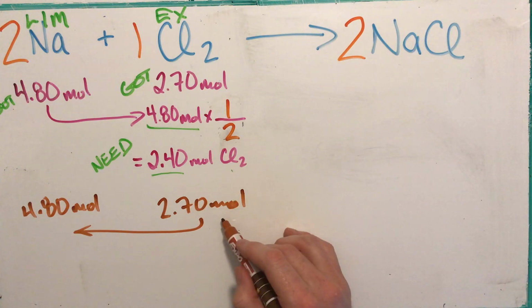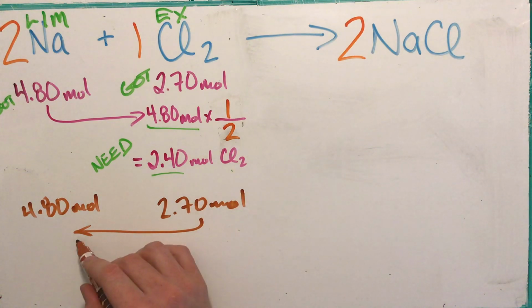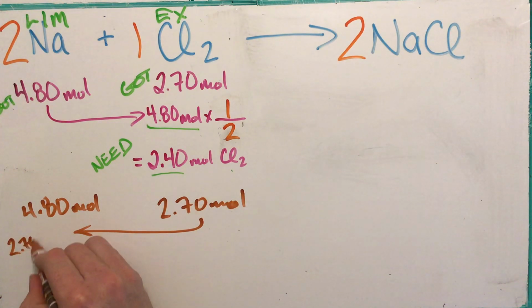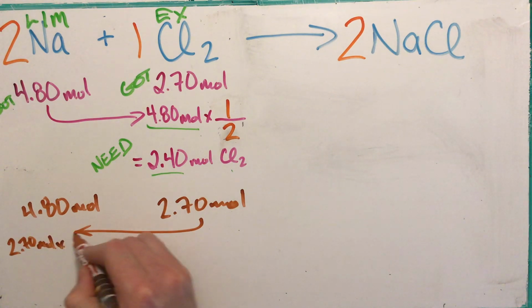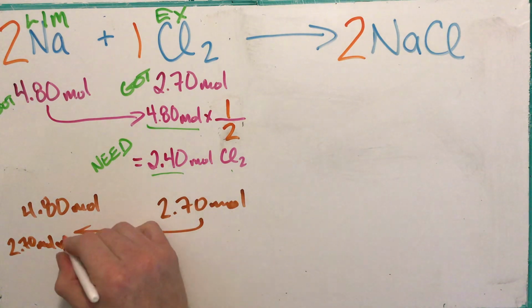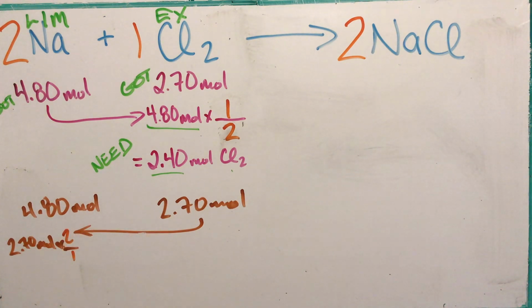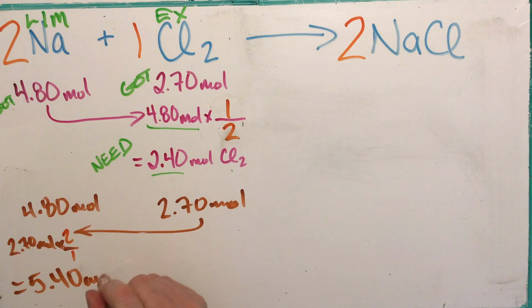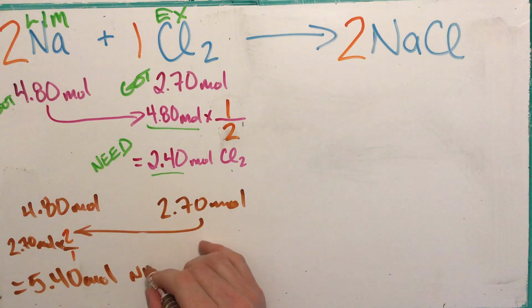Right? 2.7 moles of chlorine gas, and I bring it over here. 2.70 moles times my mole ratio. In this case, it's going to be 2/1. And that ends up being 5.4 moles. And that's what I would need.